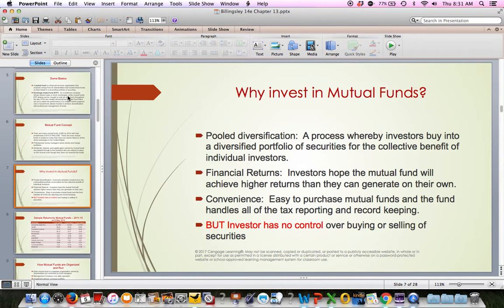So to invest in a mutual fund, you get diversification. It's easier to diversify by being in a mutual fund than it is to diversify on your own. The desire, of course, is that a professional money manager might get you a better return than you could on your own. They're very convenient, but the investor has zero control over buying or selling of the securities. Now, you can buy and sell mutual funds very easily. It's very easy to get in and out of them. And they probably are so popular also because of 401ks, which is a retirement plan. When you get into a 401k, which we'll spend more time talking about in the future, you are buying mutual funds.